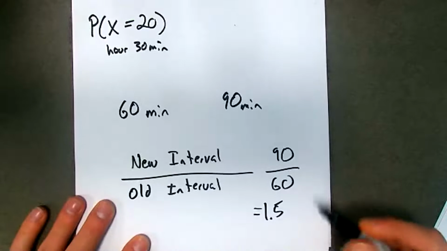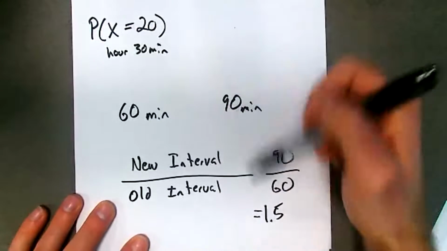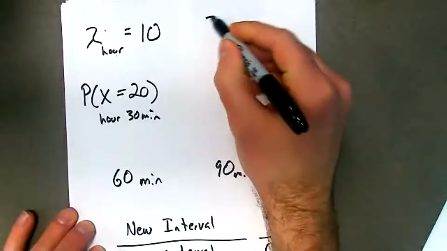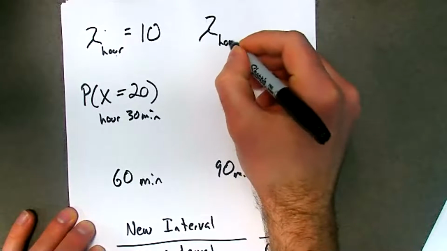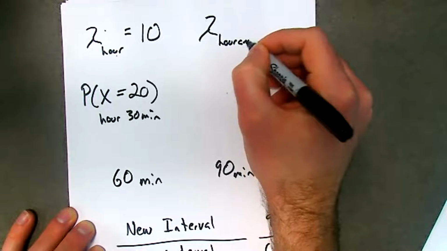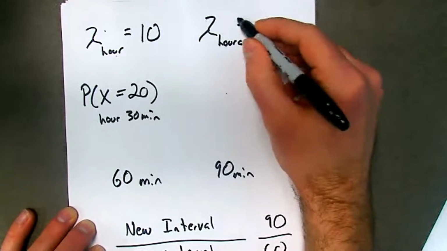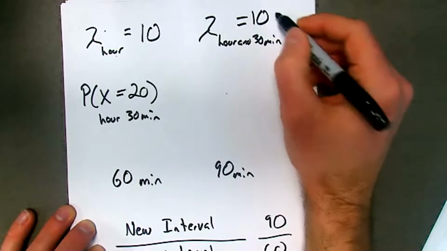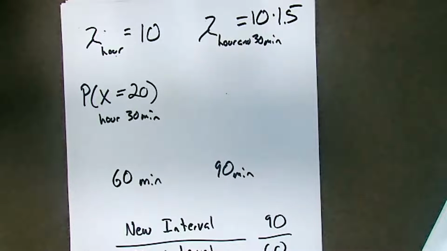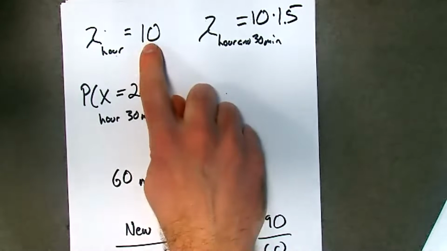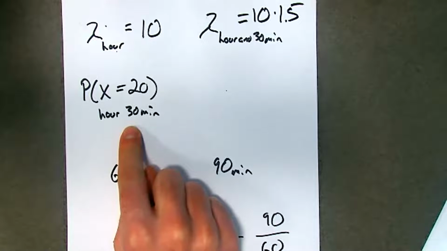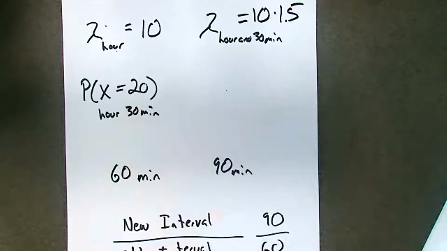That's 1.5. So I've got that 1.5, and I'm trying to convert and find my average for an hour and 30 minutes. This is just going to be the original times that factor of 1.5, which would give me 15, right? Which makes sense: if there's 10 every hour, in an hour and 30 minutes there should be 15.